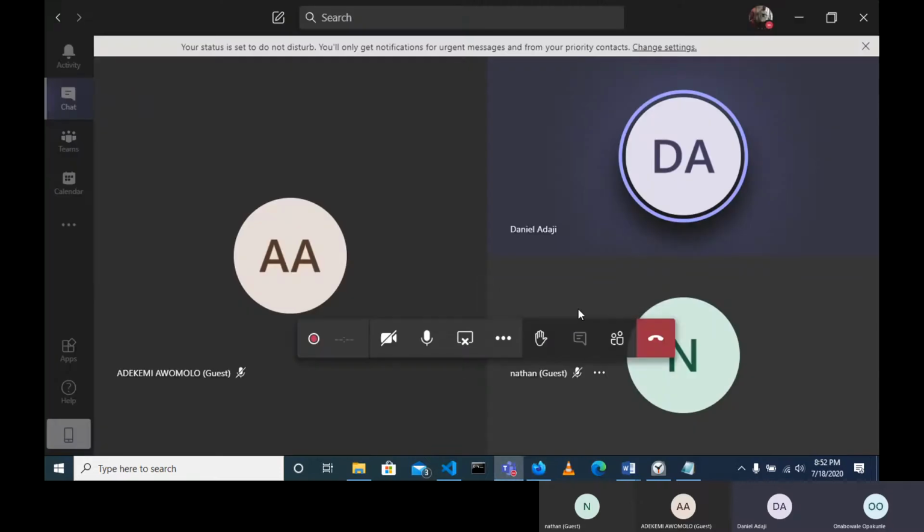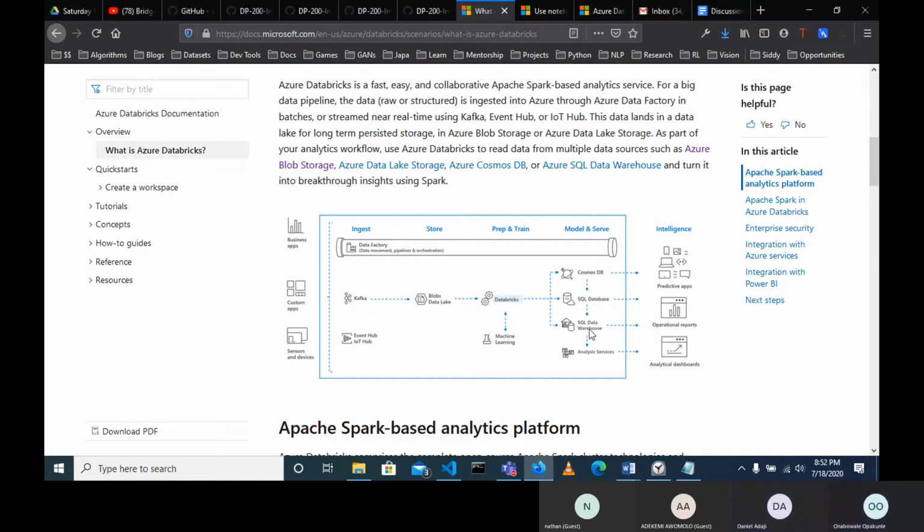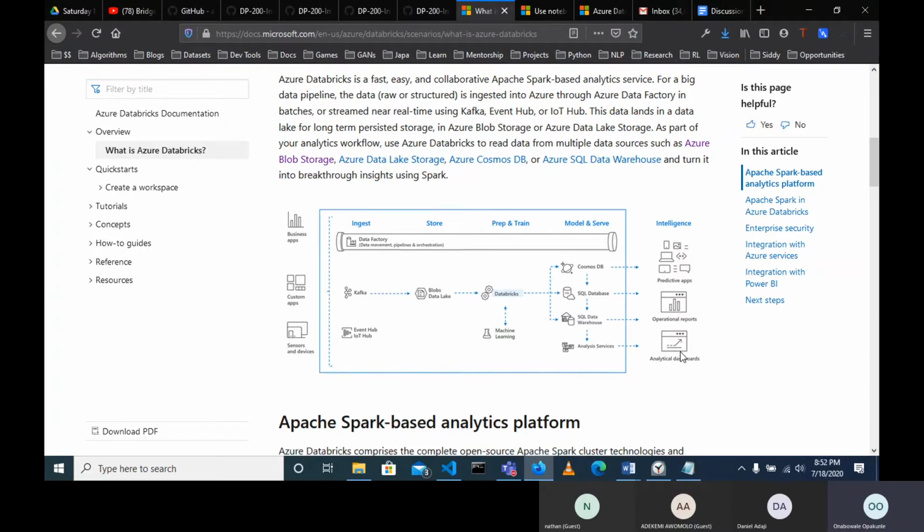Sorry about that, Daniel. So yes, you store your model and serve it. You can serve it to analysis services. So these are where you store it in the back end, and then of course you now have an app that your consumer is using, or an operational report like Power BI, analytic dashboards, and so on.